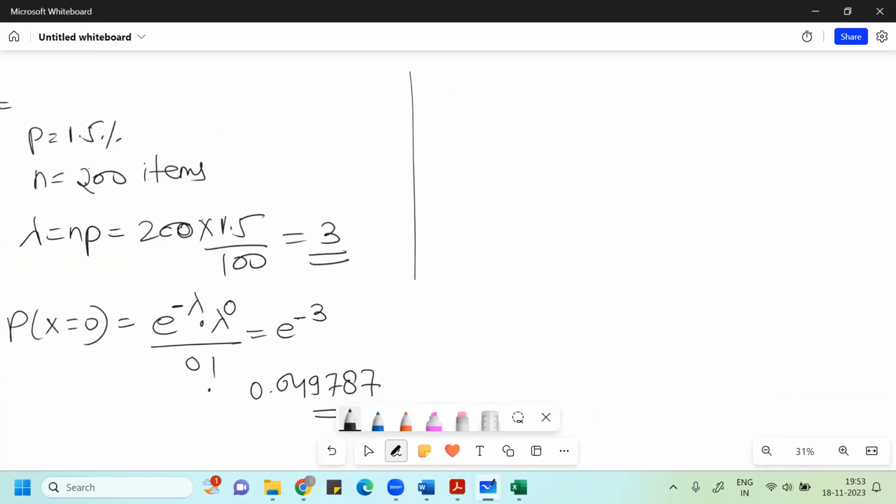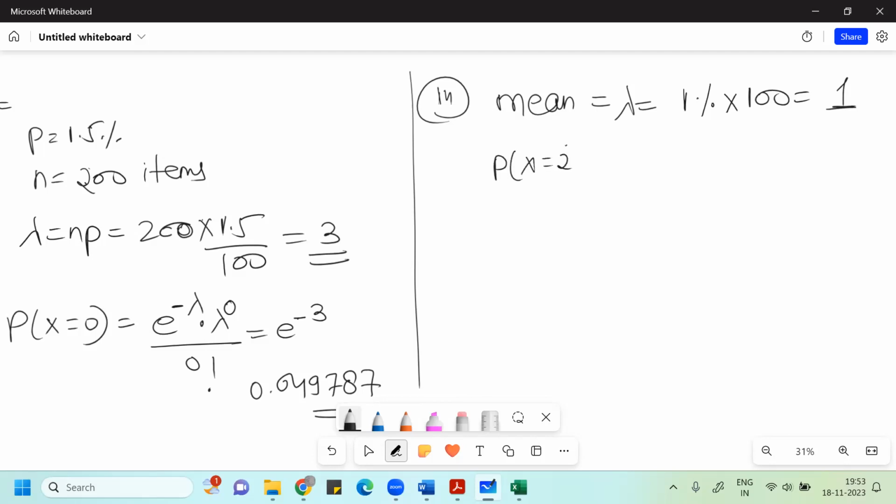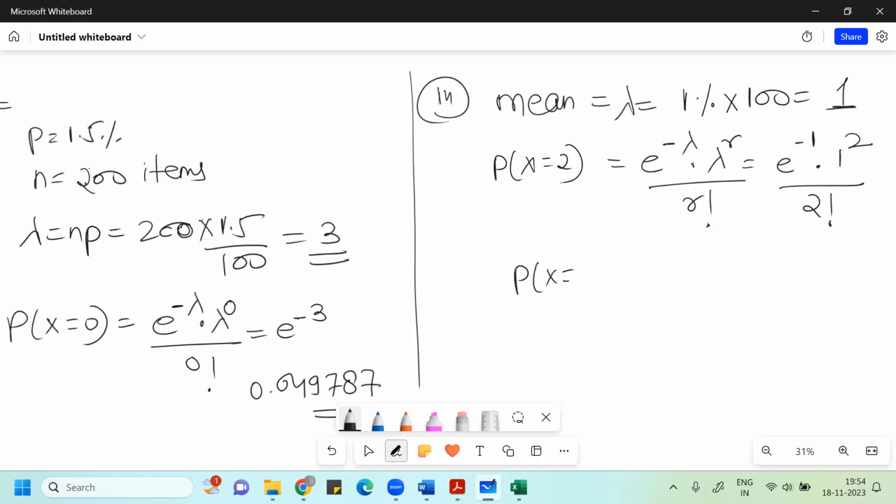Why is your mean 1? Because mean is equal to probability times n, which is 1% into 100. 1% of 100 is 1. And they're asking you the probability of X equal to 2. This would be e to the power minus lambda into lambda to the power r by r factorial. Lambda is 1. E to the power minus 1 into 1 to the power 2 by 2 factorial. So this would be P of X equal to 2.